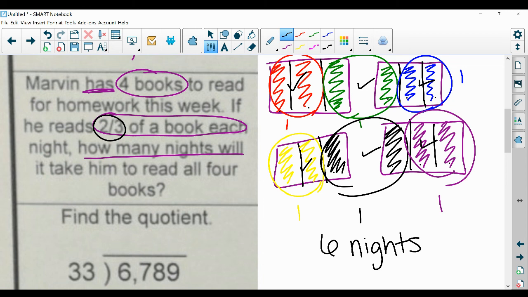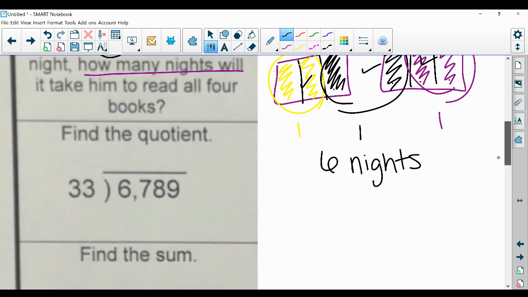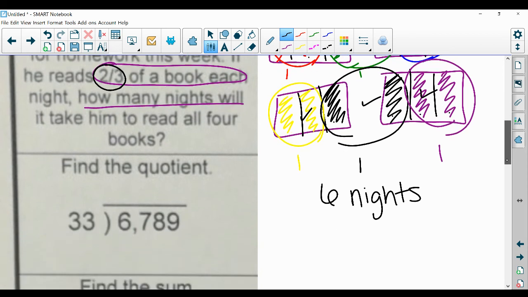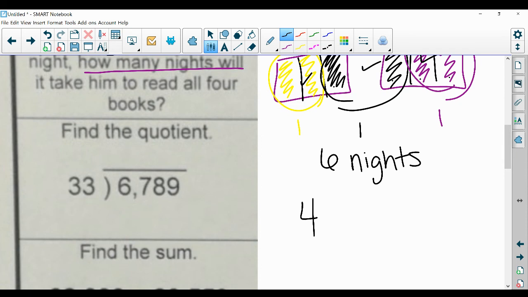You can draw a picture. If you don't know what operation you're really working with here, it's always better to draw a picture. Now, the operation we are dealing with is division. You're taking something that you have and you're dividing up the work. So you take what you have, the 4 books. The 4 books are what's being divided, and it's being divided into 2/3, just like we did in the illustration above.